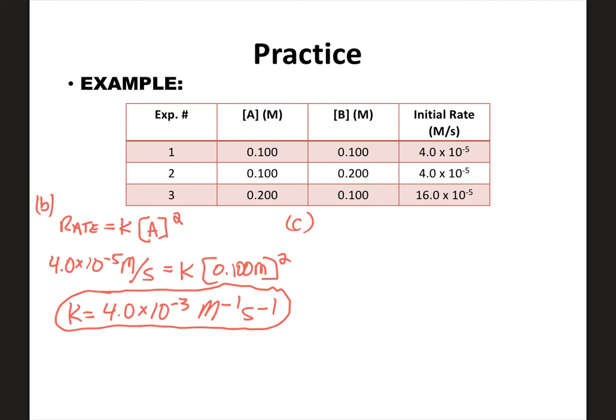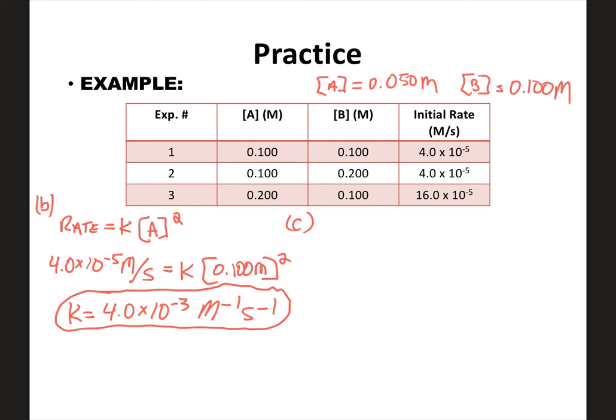Okay, so they gave us concentration data. They said, what happens if the concentration of A is equal to 0.050 molar, and the concentration of B was equal to 0.100 molar? All right. So we just need to take this information and plug it into our rate law, but now we know the value of K.